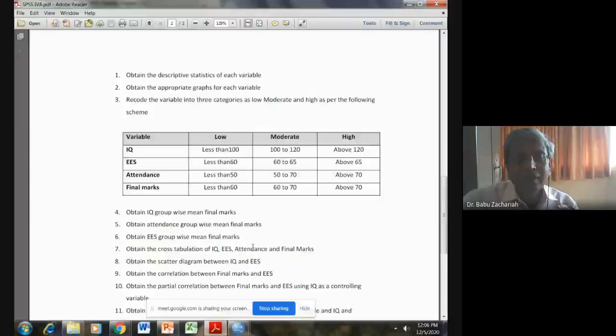Next question. Recode the variables into three categories as low, moderate, and high as per the following scheme. Now four variables have to be recoded. For IQ, 100 and 120 are the cutoff points. Below 100 is low, above 120 is high, and between 100 and 120 is moderate. So we'll do IQ first, and we'll come back after that.